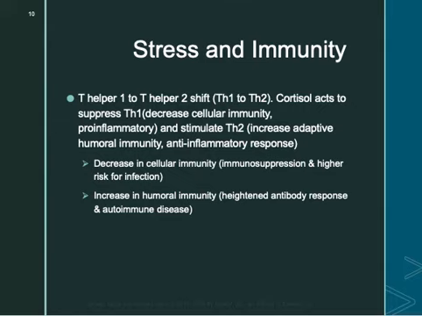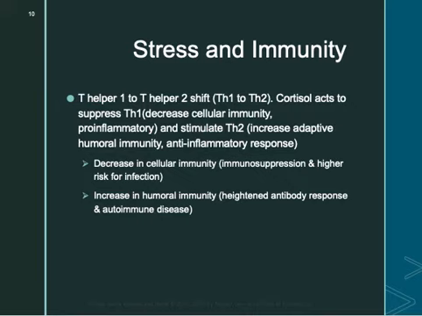In stress and immunity, this is a big one. There's a significant impact on your immune system, which is why patients who are under a lot of stress tend to get sick more often. Whether it's physiologic stress or psychologic stress, it's very common for patients to be sick or to get sick easier, essentially. And a lot of times it's related to cortisol.